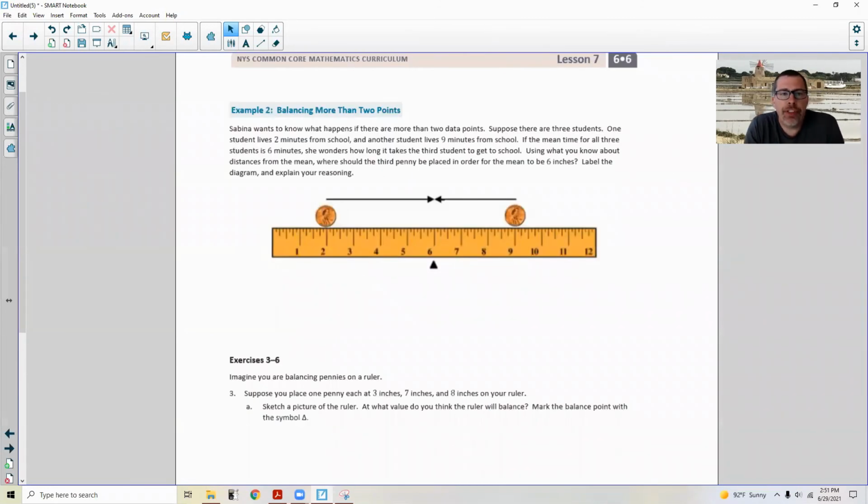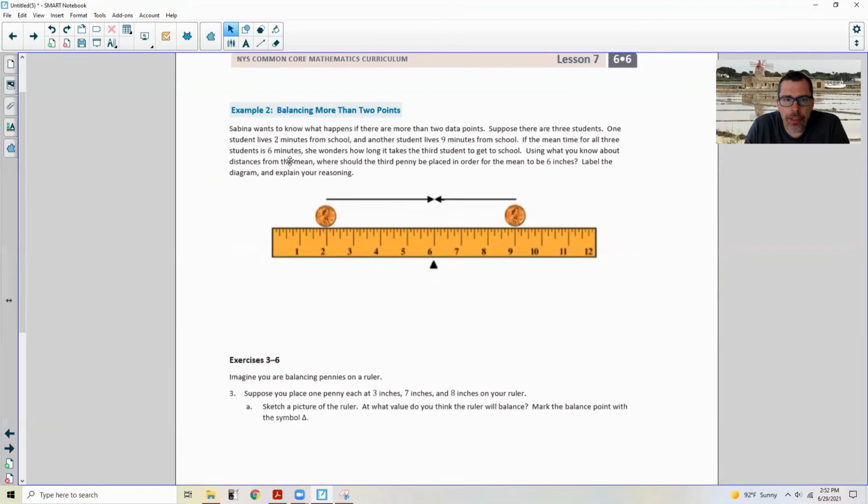All right, page 3 brings us to example 2, balancing more than 2 points. Sabina wants to know what happens if there are more than 2 data points. Suppose there are 3 students. One student lives 2 minutes from school. Another student lives 9 minutes from school. So they have a penny here for the 2 minutes, and a penny over here for the 9 minutes. If the mean time for all 3 students is 6 minutes, she wonders how long it takes the third student to get to school.